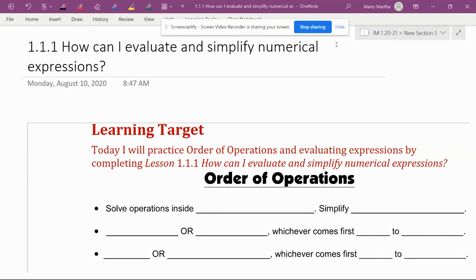Today, we're going to be talking about how can I evaluate and simplify numerical expressions. Today's learning target is: today I will practice order of operations and evaluate expressions by completing lesson 1.1.1, how can I evaluate and simplify numerical expressions.